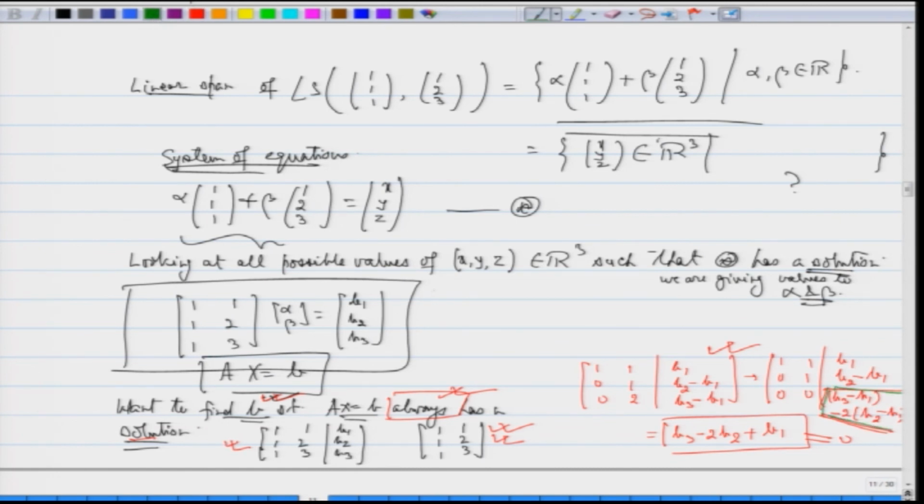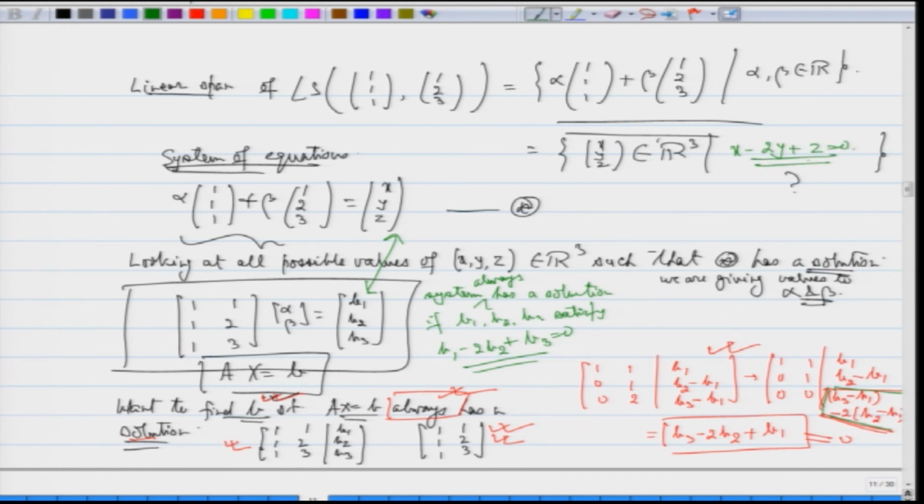So, what we are saying is that this system always has a solution if B1, B2, B3 satisfy B1 minus 2 B2 plus B3 is 0. All right. So, now if I relate these two ideas here in terms of x, y, z, what we are saying here is that x minus 2y plus z should be 0.